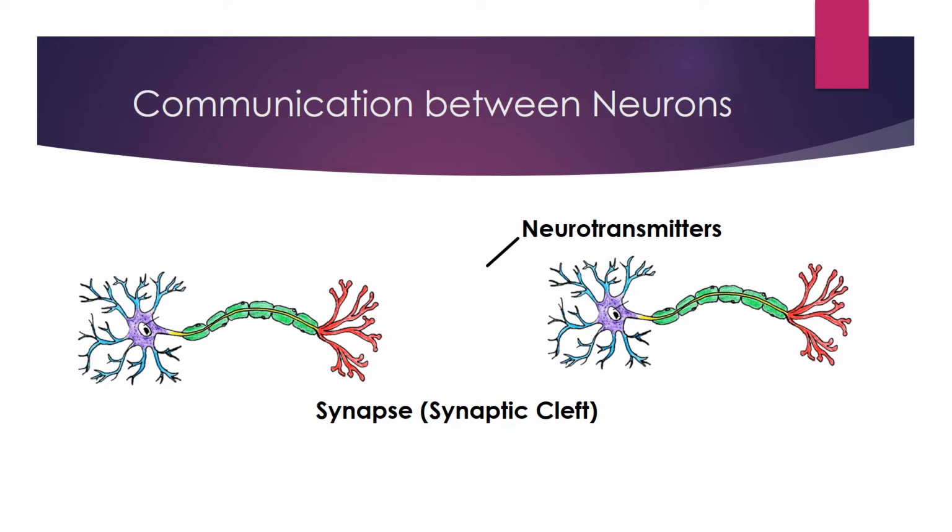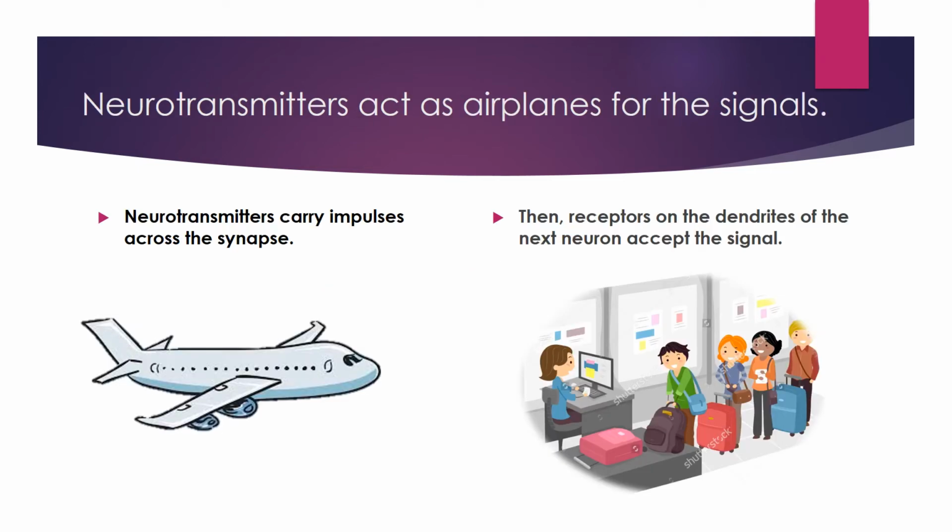Well, when an impulse or action potential reaches the axon terminals, it triggers a release of neurotransmitters. Neurotransmitters are chemicals that carry or transmit signals from one neuron to the next. They carry the signal across a gap known as a synaptic cleft until the signal reaches the receptors on the dendrites of the next neuron. In this way, neurotransmitters act as airplanes. They carry impulses across the synapse, and then receptors on the dendrites of the next neuron accept them.